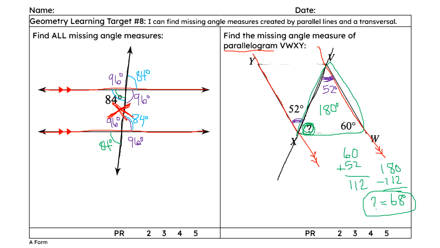You've also got alternate exterior here. This 96 has to match with this 96 over here, etc. They're alternate, but they're outside the parallel lines. You've got lines that add up to 180. You've got vertical angles. Lots of stuff to look for, but yeah, you're looking for that structure. You're looking for 2 parallel lines and a transversal that cuts across to try and match up some angles to get what you're looking for.